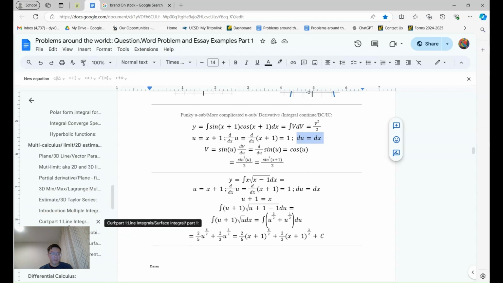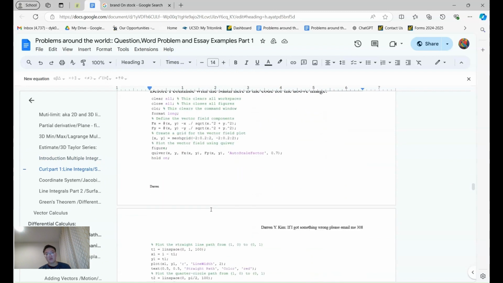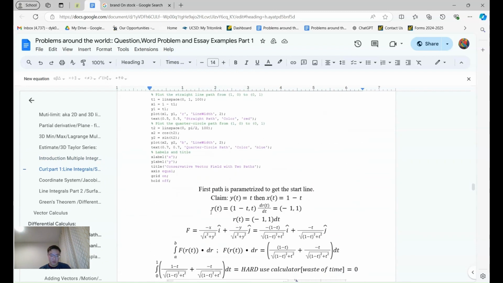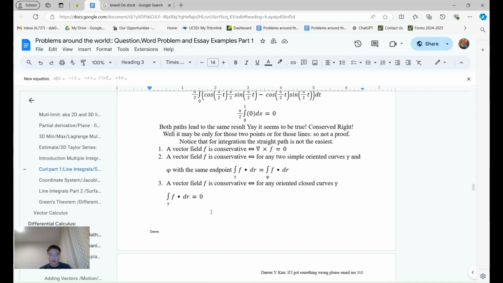Where was it? Line integrals. Clearly, they are not done. It's just an update. Sometimes the MATLAB will be, and then I get this. So the best one is number one. If you have the option, always do number one.